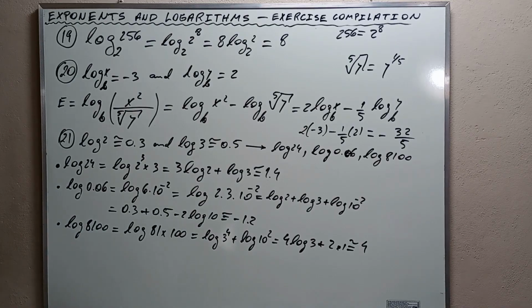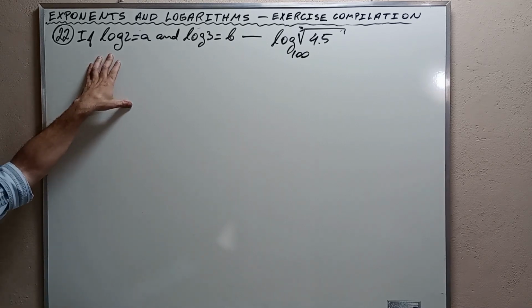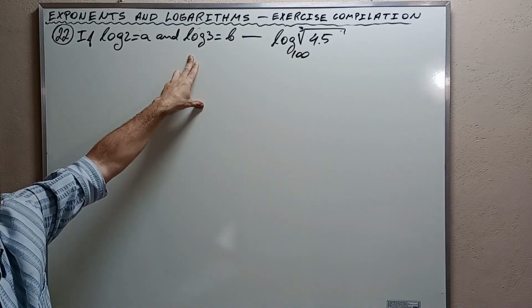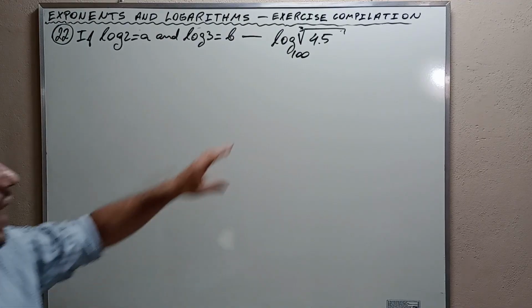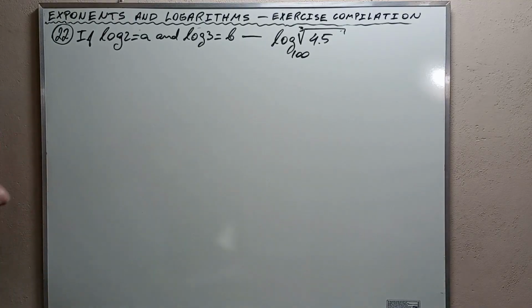And this is all for exercise 21. Let's go to exercise 22. Exercise number 22 now. If the logarithm base 10 of 2 is equal to a, and the logarithm base 10 of 3 is equal to b, express this in terms of a and b. This is the exercise, and let's go to the solution.